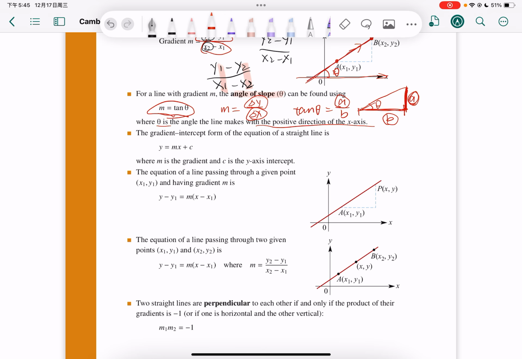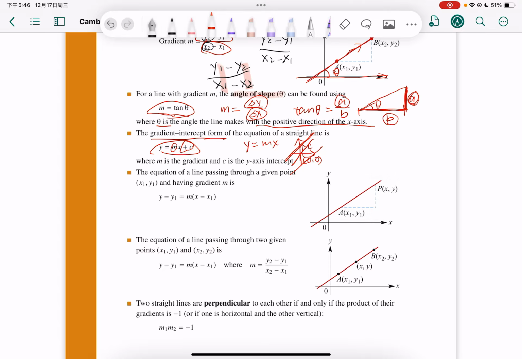The gradient-intercept form has an equation like this. We have the gradient m, and if we have y equal to mx, it is something like this. It crosses through (0, 0). And if we have plus c, then if c is positive, the whole line will move up by c units. If it's negative, then it moves down by c units.